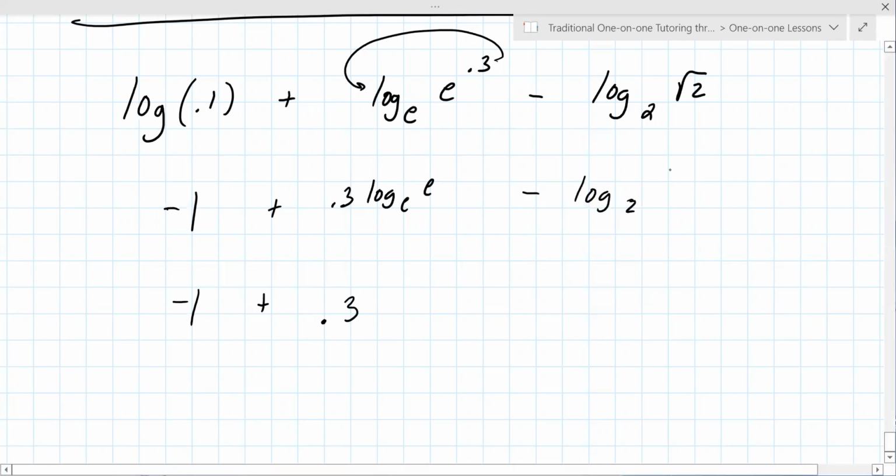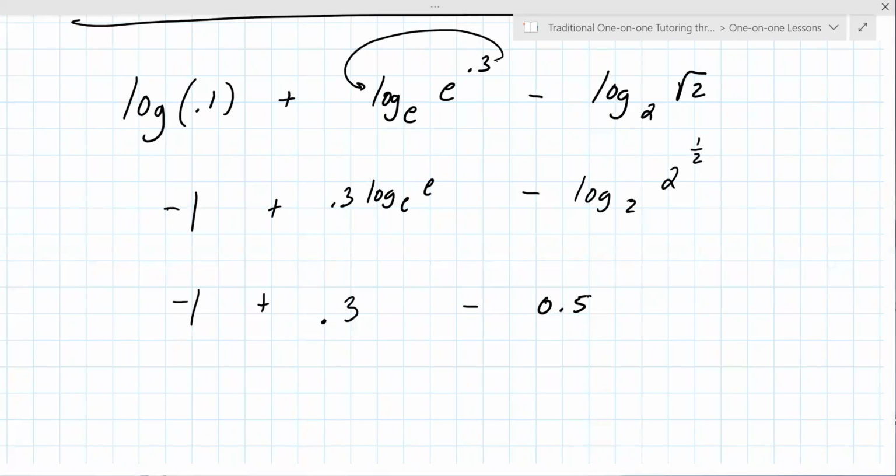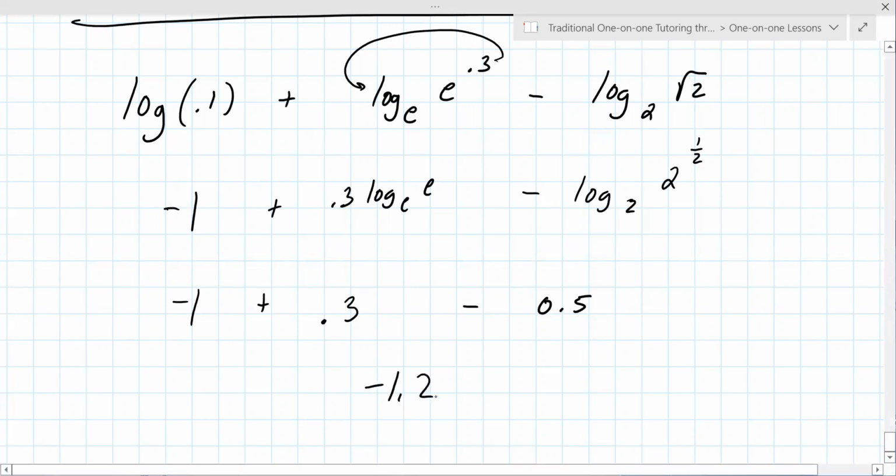And then this one on the right, you can write the square root of 2 as 2 to the 1/2 power, and put 1/2 in front. Yeah, and then that also becomes 1/2. That's right. And then you can combine decimals and whole numbers. So it'd be -1.2. Yes.